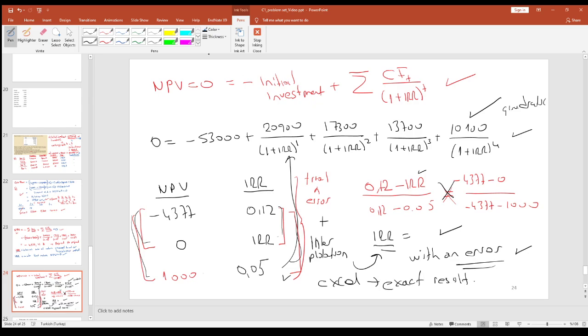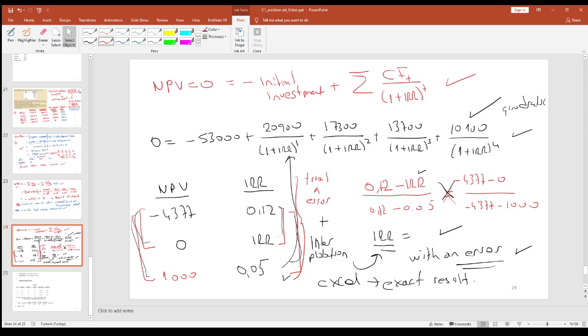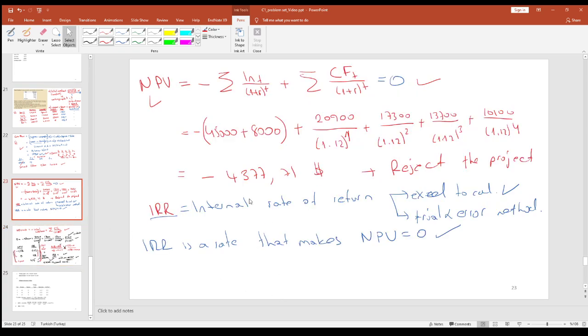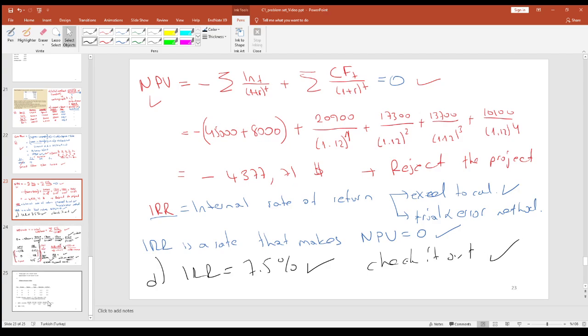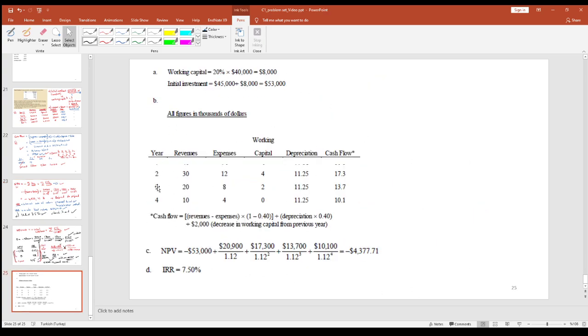Well, what is the result? Here, let me write here the internal rate of return if you use Excel. If you use Excel, it will be 7.5%. Okay, you can check this out. Check it out. Okay. You can also check this solution with mine here.